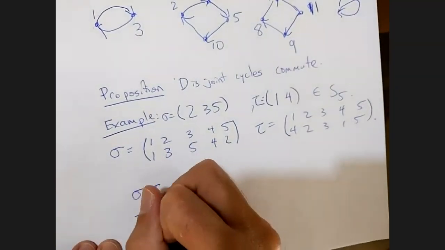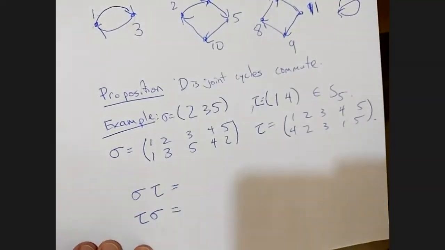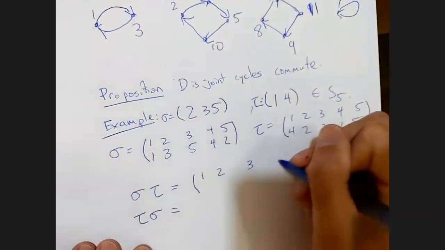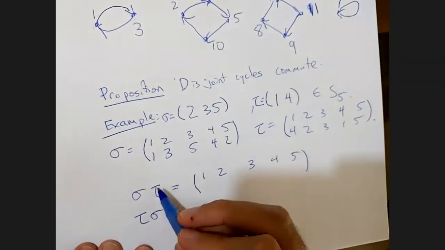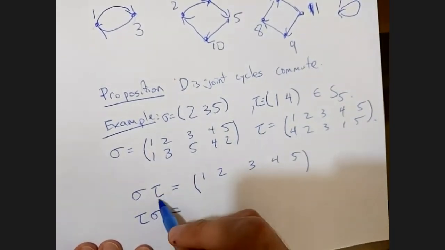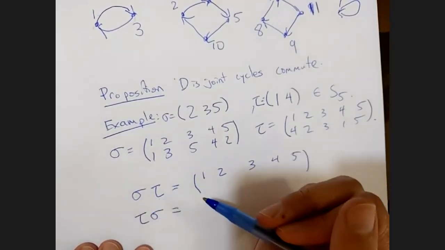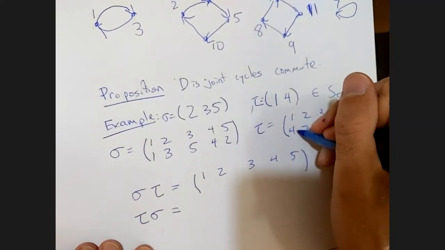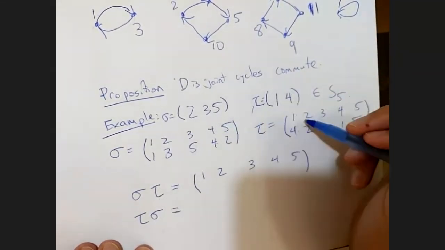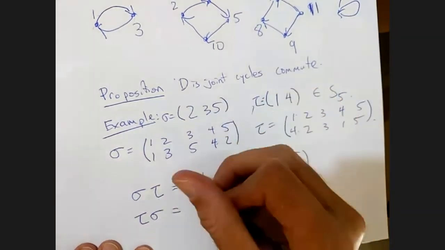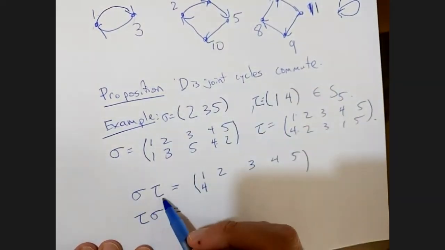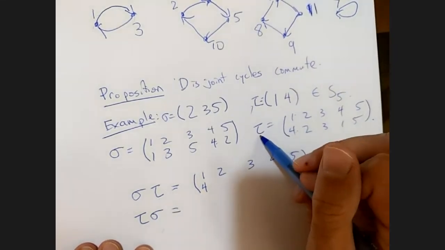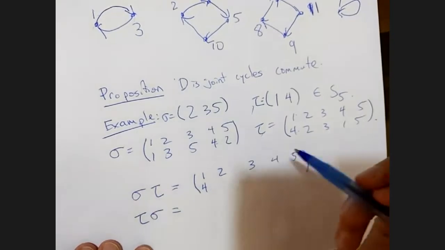And we can also compute tau sigma. How do we compute sigma tau? You start with 1. We compute tau of 1, and then sigma of that. Tau of 1 is 4, and then sigma of 4 is 4. Because 1 and 4 are only changed by tau and not sigma, sigma does nothing.